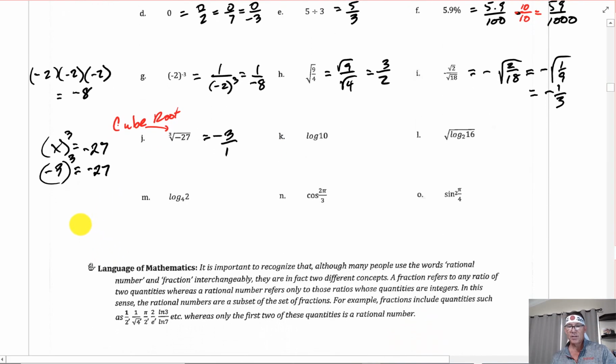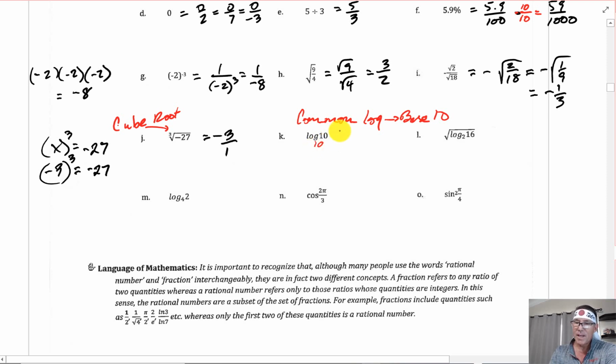We get into the logs. Now remember, logs are just the result of an exponential. In this case, it's the common log. It's base 10. When you don't see the base, it's base 10. So it's called a common log.